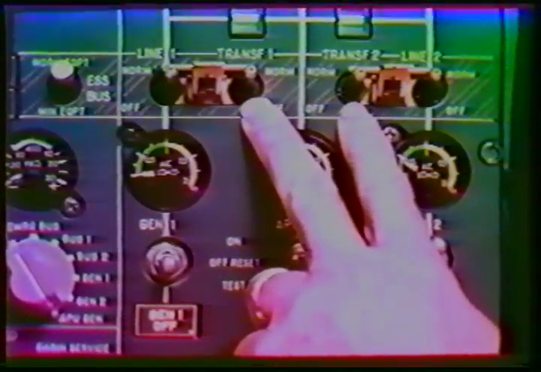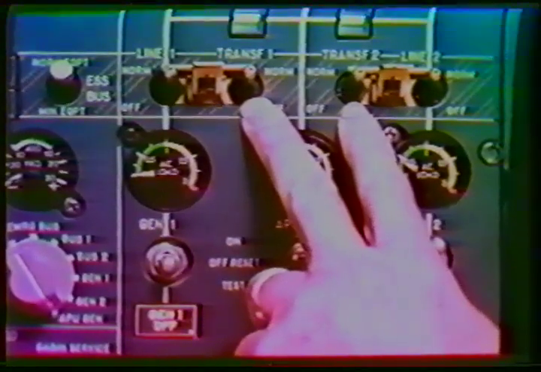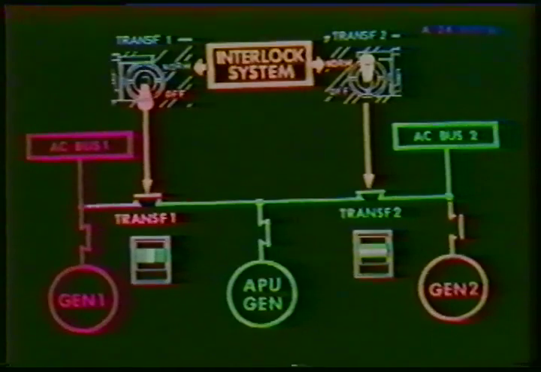Two transfer switches allow manual control of the transfer relays. Magnetic indicators monitor the respective transfer relay condition. When set to norm, the transfer switches allow control of the relays from the transfer logic circuits. When set to off, the transfer relays are opened.